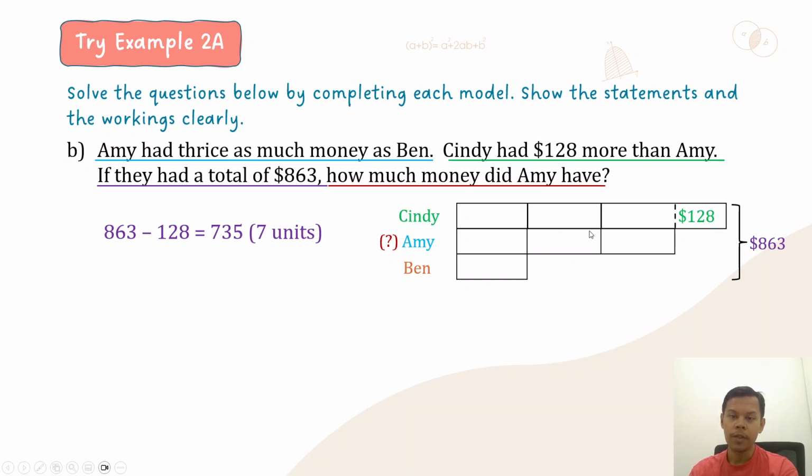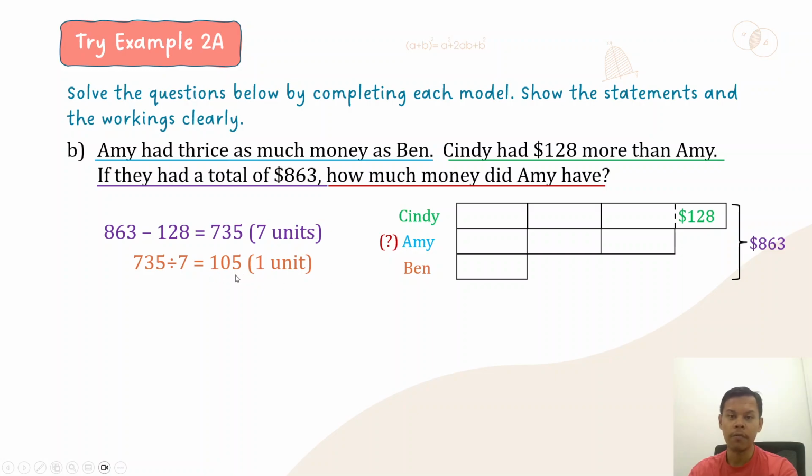Okay, so first step, we just need to cancel out this 128 from the 863. Cancel this, minus it, find the difference, which is 735. This 735 is actually equals to the 7 equal boxes, which is the 7 unit. Now we know 7 unit is equal to 735. Can we find 1 unit? Very good. Just divide by 7. Then we are going to get 105.